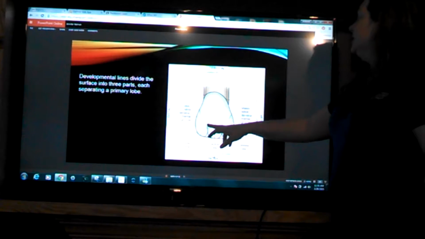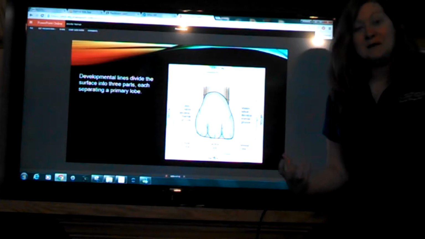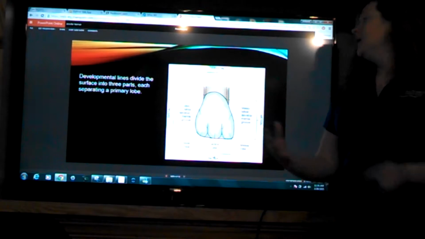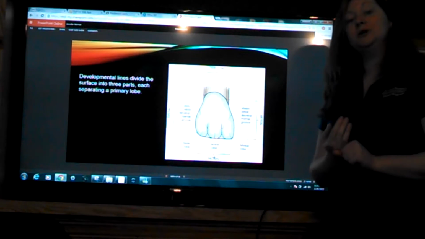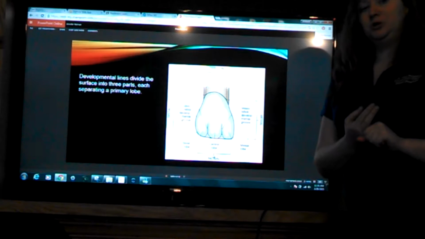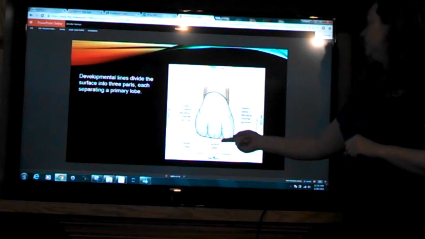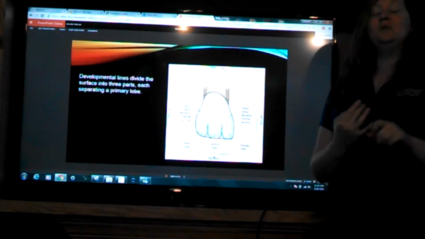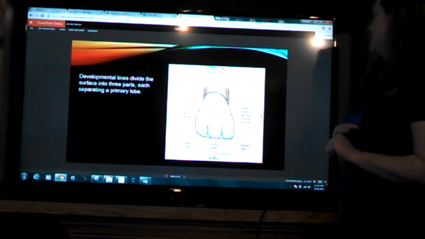We also have developmental grooves, and those developmental grooves are named for where they're located. So this one is the distal labial groove, because it's on the distal portion of the tooth and on the labial portion of the tooth. Here we have the mesial labial groove, named mesial labial because it's on the mesial portion of the tooth and on the labial portion.